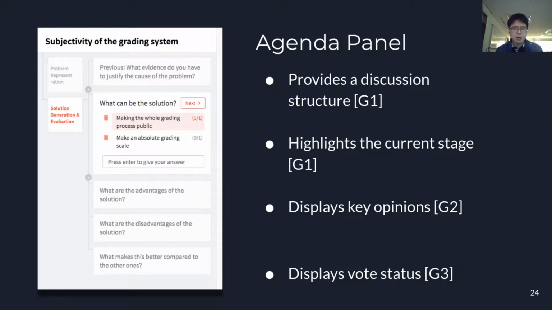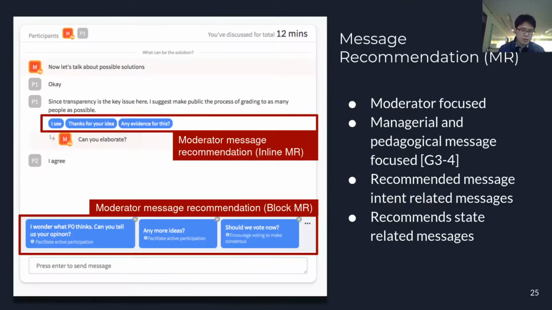Based on our design goals, we designed the so-called agenda panel. The agenda panel provides the discussion structure to all groups, highlights the current stage, and displays a featured opinion and a vote status. Message recommendation focuses on moderators and tries to support two major areas of moderator support. One is managerial and the other is pedagogical.